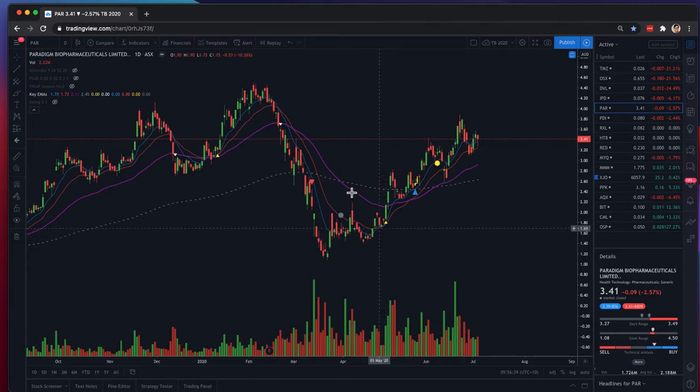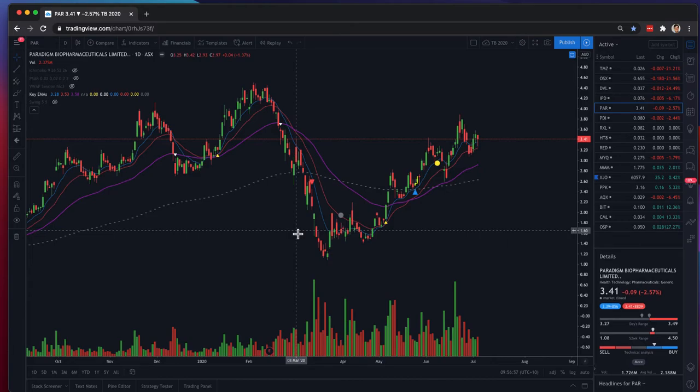Same thing goes for the white indicator here, when the blue and the red cross down. As we can see, when that indicator hit, you would not want to be long on that stock. You would probably want to short it if you could.